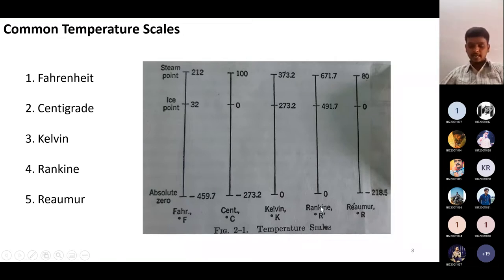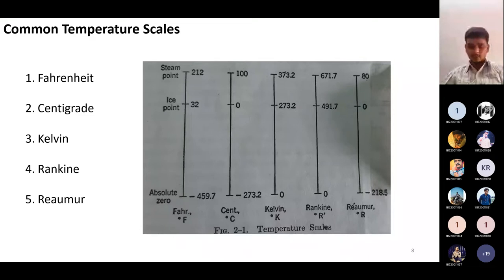The next scale is the Rankine scale, called the degree Fahrenheit absolute scale, while the Kelvin scale is called the degree centigrade absolute scale. The Rankine scale assigns the ice point as 491.7 and the steam point as 671.69 accurately.